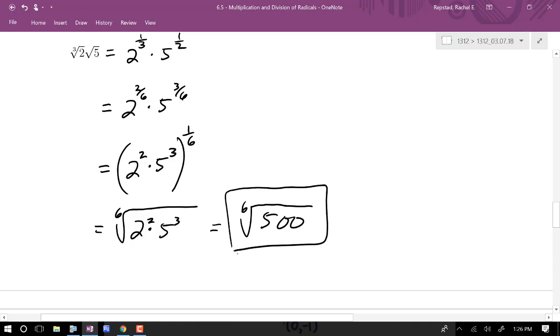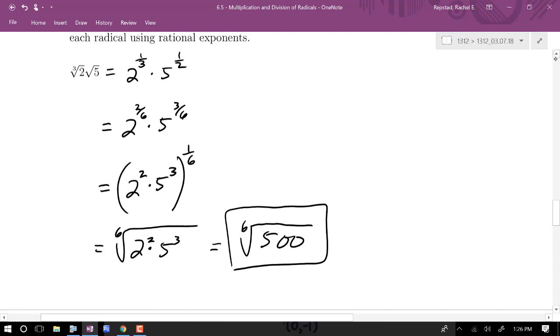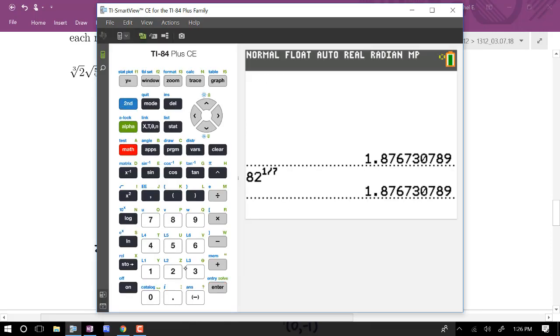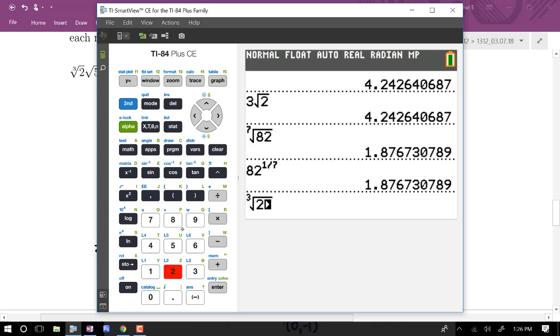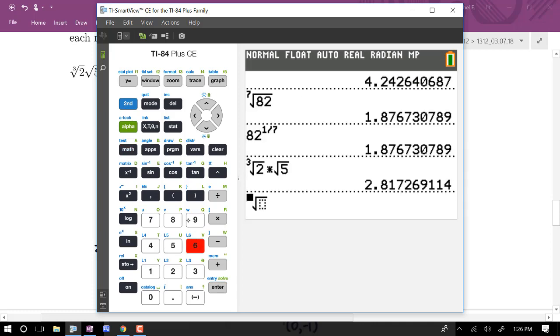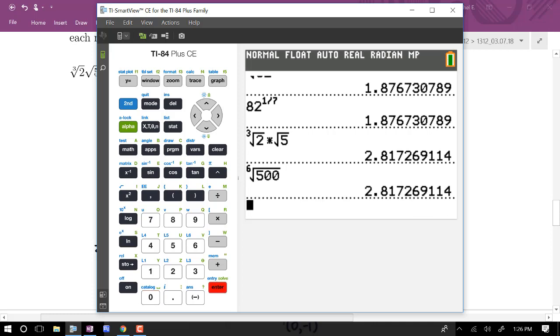And this was a nice numerical example, which means we could check. If you're suspicious of this and you're like, you know what, I don't know, man, we can find the cube root of 2 times the square root of 5, and then we can find the 6th root of 500. The same.